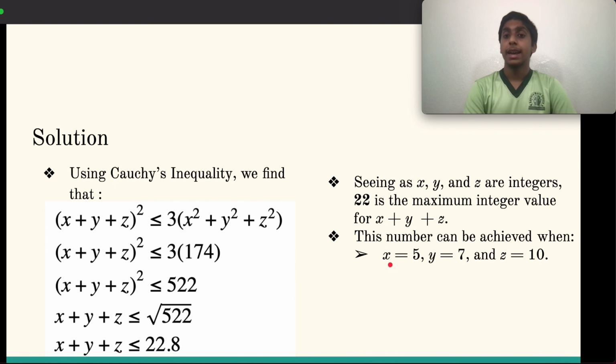So when I set x equal to 5, y equal to 7, and z equal to 10, I'm able to find 22 as my maximum, so I know for sure that 22 is the right answer. So once again, I just used my inequality and then I checked it just in case. Sometimes you don't have time to check, that's fine. I just checked because I had time and I wanted to make sure my answer was right.